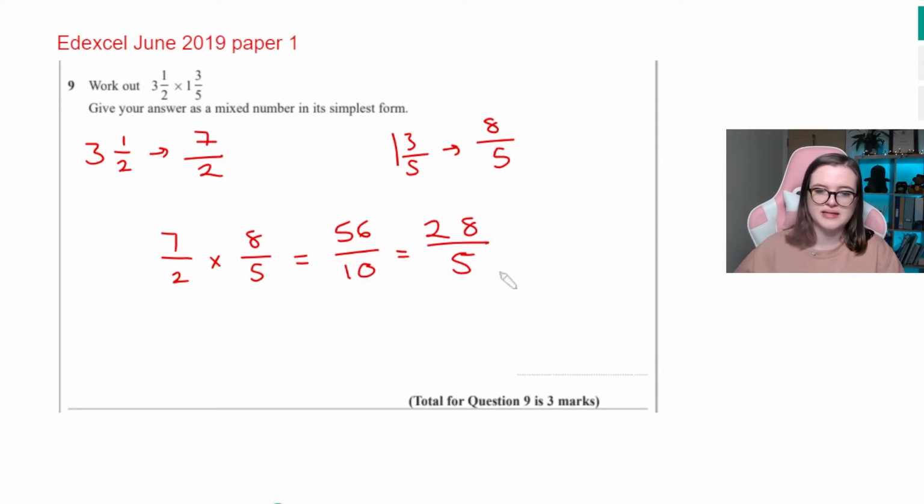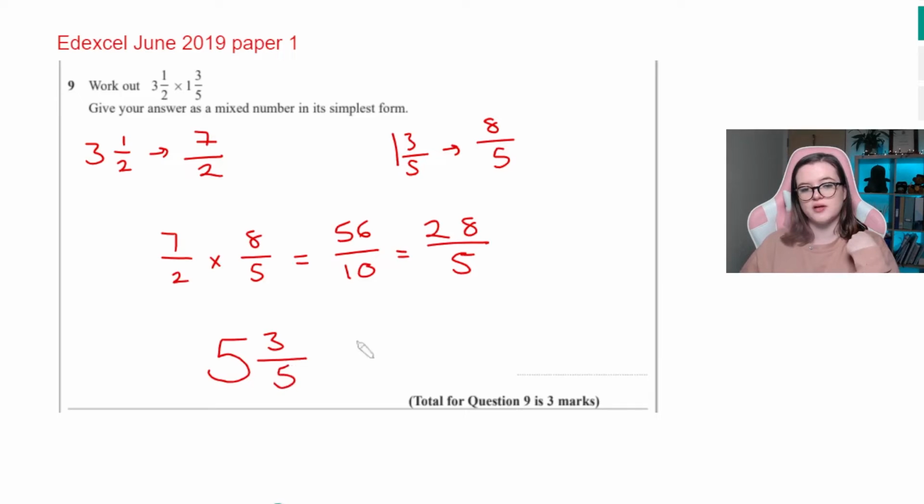So can we then make this into a mixed number? Yes, we can. So how do we do that? We figure out how many 5s there are in 28. That's going to be 5, because 5 times 5 is 25. So then we've got 5 whole ones, and 25, 26, 27, 28, we've got 3 left over, out of 5 from that one there. So 5 3/5. And there we have it. And that is that.